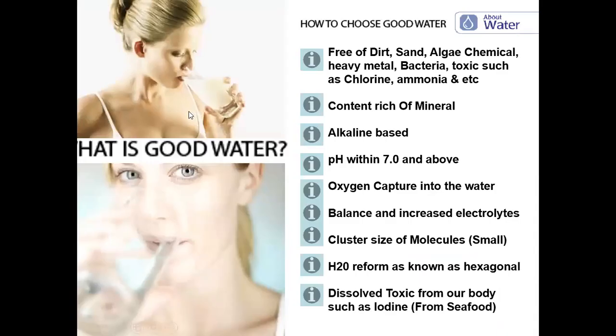Water and health. So you must have a lot of things there. I will show how to choose a good water. Good water is supposed to be free from dirt, sand, algae, chemical, heavy metal, bacteria. The content must be rich in mineral, must be alkaline base, pH 7 and above, with oxygen captured in the water, balanced increased electrolyte, cluster-wise molecules, H2 reform.